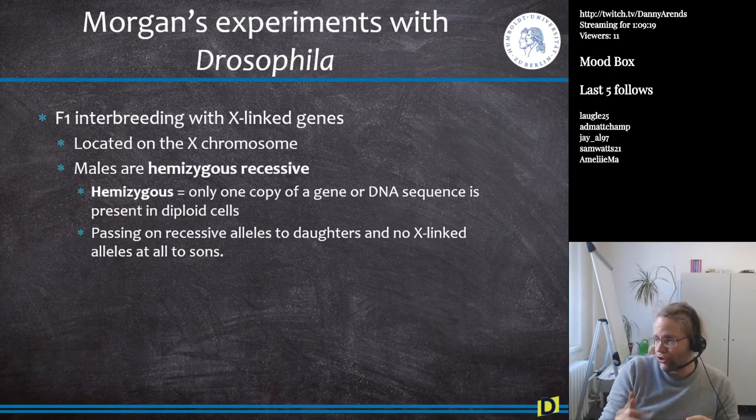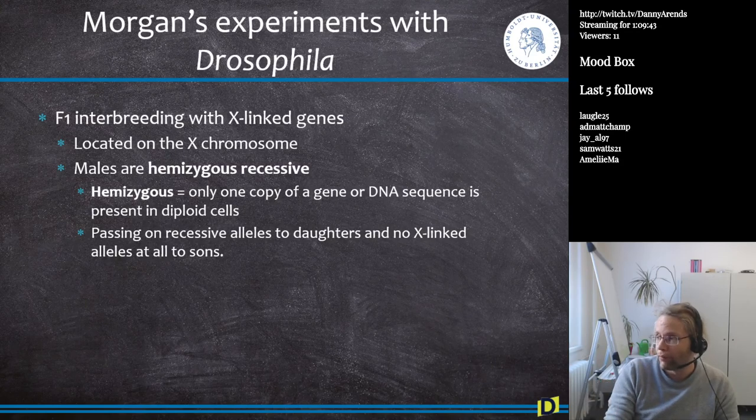All of these genes, the genes for the eyes, the genes for the wings, are located on the X chromosome. And we call males hemizygous recessive. And what does hemizygous mean? Hemizygous means that we only have one copy of a gene or DNA sequence in a diploid cell. So normally, for every gene, you have two copies, one from your father, one from your mother.